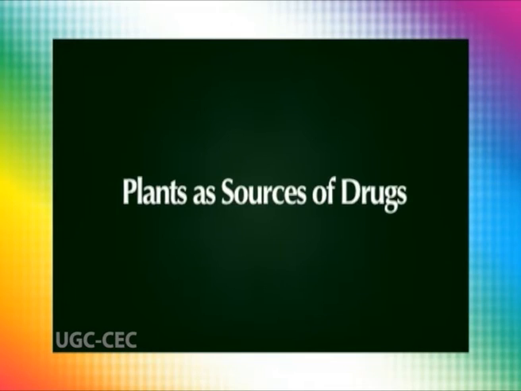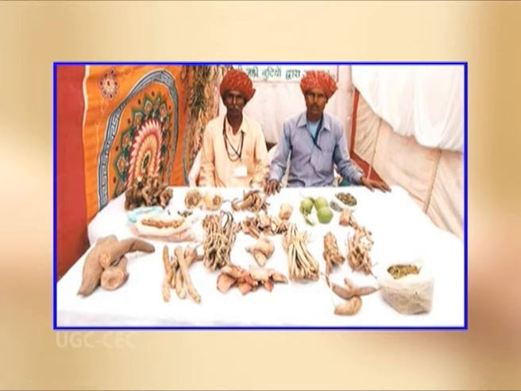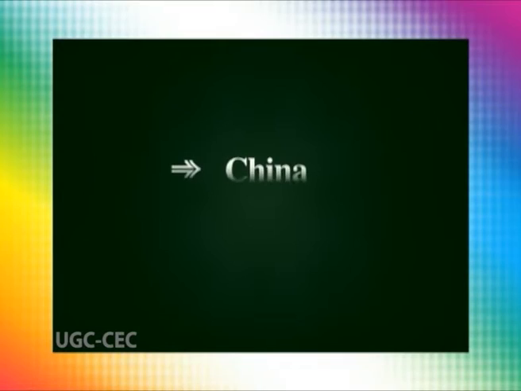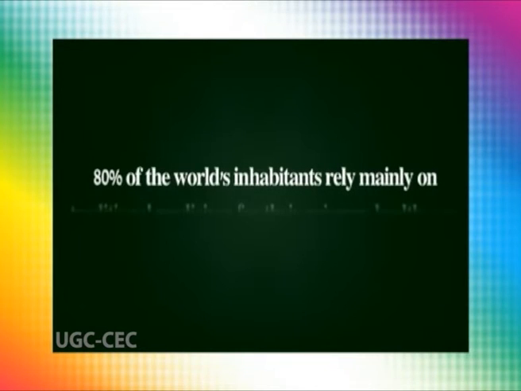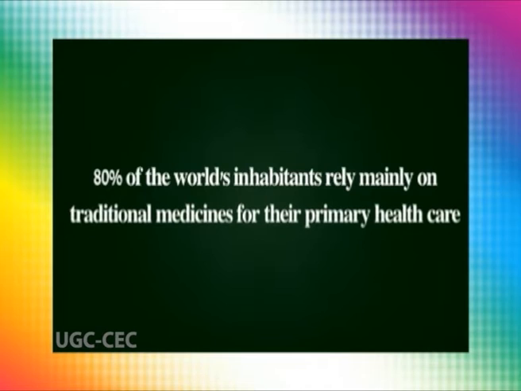First, we will discuss plants as the sources of drugs. Plants have formed the basis for traditional medicine systems which have been used for thousands of years in countries such as China and India. These plant-based systems continue to play an essential role in healthcare, and it has been estimated by the World Health Organization that approximately 80% of the world's inhabitants rely mainly on traditional medicines for their primary health care.